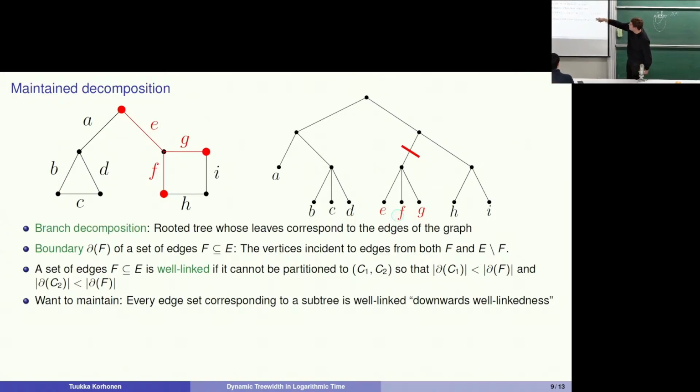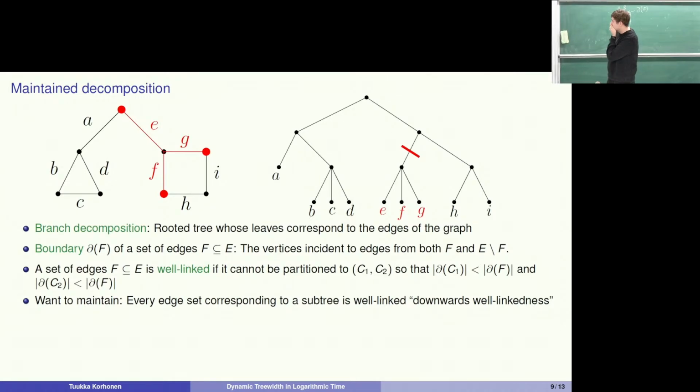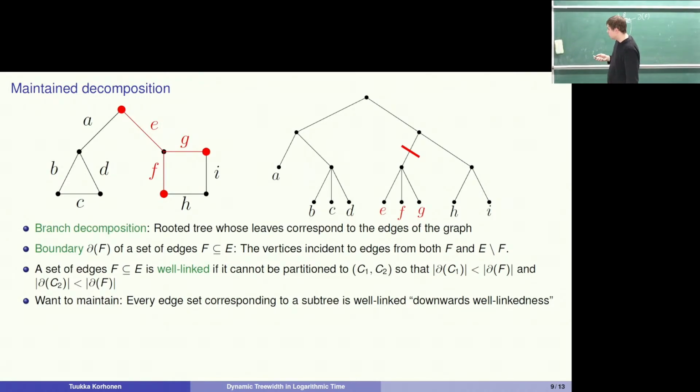And indeed you can check that this set of edges f is actually well linked. You cannot partition it. If you remove an edge, you will still get a boundary of size 3. Is this definition good?